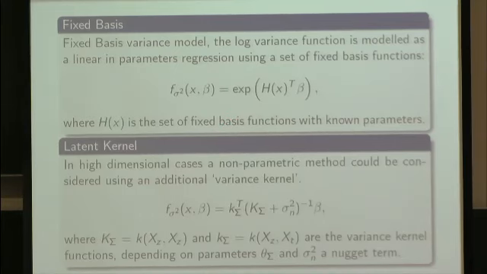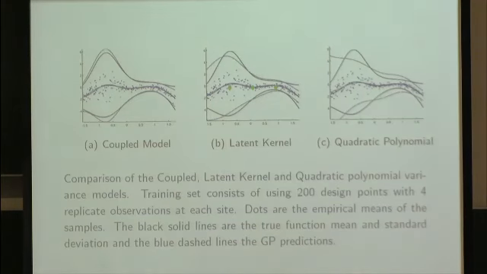Now the latent kernel model is an alternative we can use. It's still deterministic, I have to stress, but because you could be in high dimensions, you may want a non-parametric method. Examples could be polynomial basis or radial basis functions, which are local basis. But here we actually use a kernel, but it's still a deterministic function. Okay, so nothing much changes. Basically, the point of this slide is you can use a large variety of models for your variance.